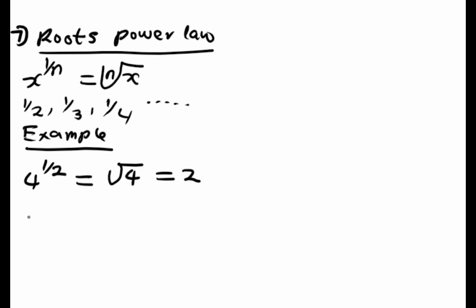Let's take another example. We have 8 raised to the power of 1 over 3. Since this is 8 raised to the power of 1 over 3, we open a root. Here is our 8, and here will be our 3. This means the third root of 8, which is a number we multiply 3 times to give us 8. That will give us 2. 2 times 2 times 2 is 8.